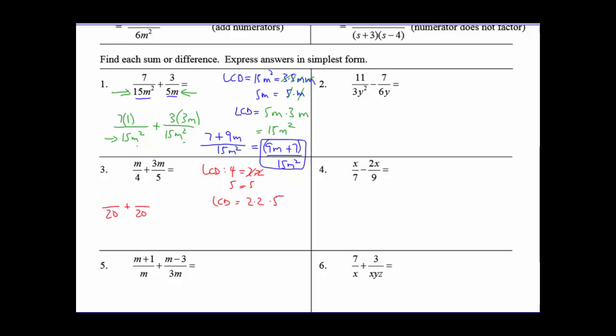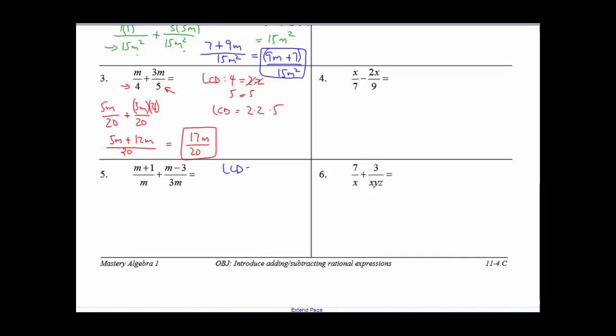Now we look at what times 4 equals 20. That's going to be 5, so we multiply 5 times m. And then what times the 5 equals 20? That is 4, so 4 times 3m. We combine these together all over 20. We get 5m plus 4 times 3, which is 12m. Combining 5m plus 12m gives us 17m over 20. Now we look to reduce. With 17m and 20, nothing reduces, so there is our answer.